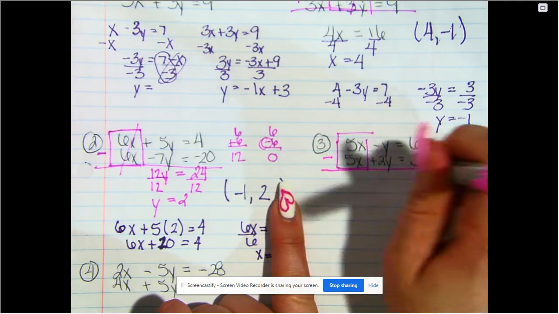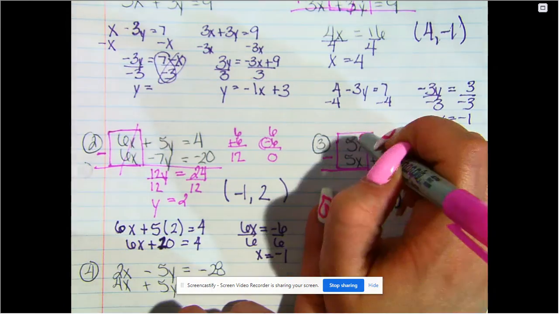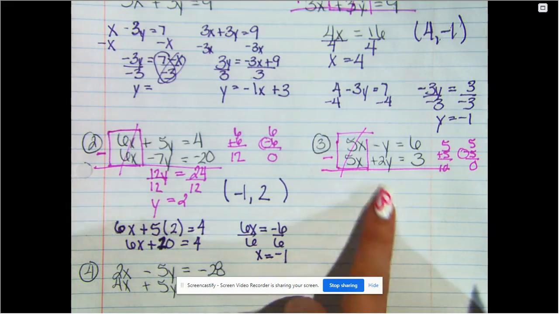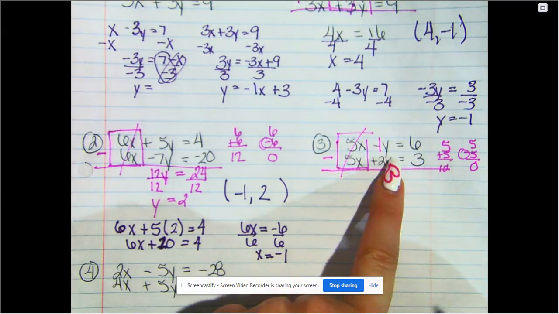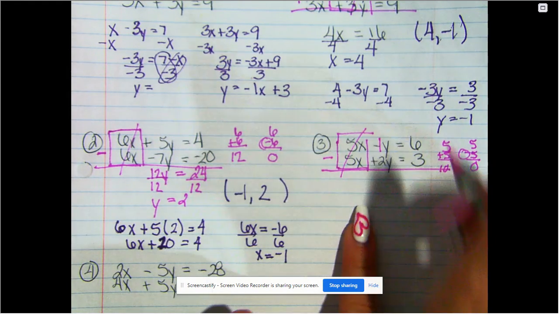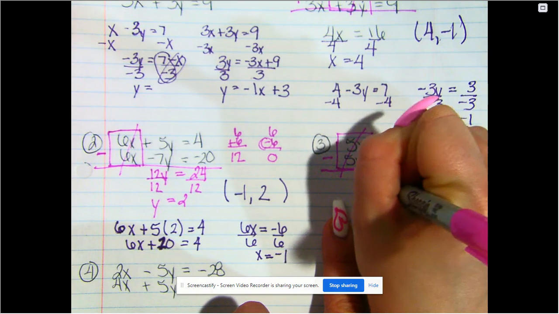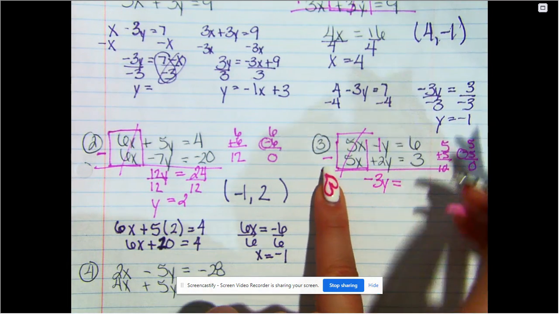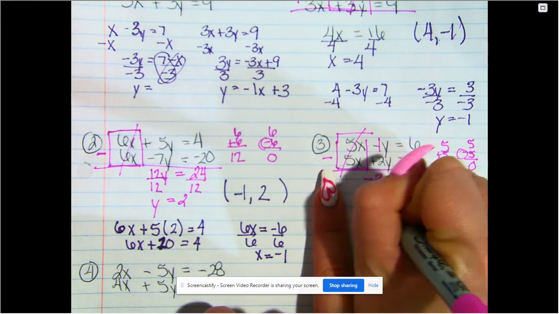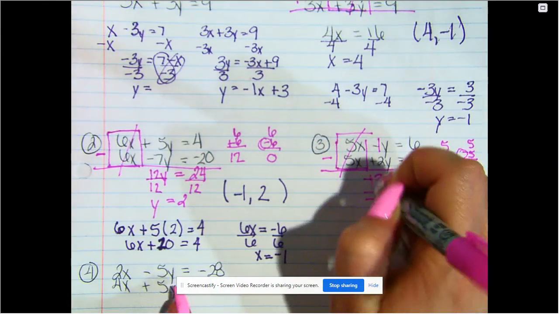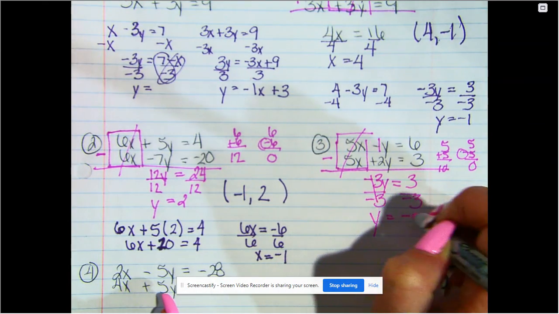So subtraction again is the way to go for this one. I'm going to subtract those. 5 minus 5 is 0, so that eliminates. Be very, very careful. We have negative 1 minus 2. So negative 1 minus 2 is going to give you negative 3y. And then 6 minus 3 is 3. One-step equation. We're going to divide by negative 3 on both sides. Y is equal to negative 1.